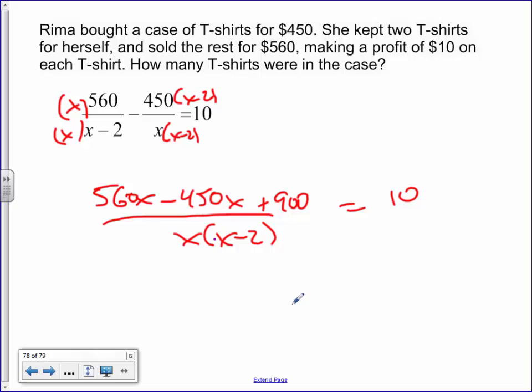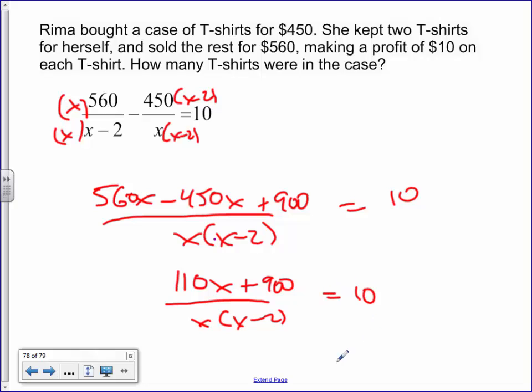So 560 minus 450, 110? Yeah. Okay, so at the point where we're finally able to do some cross multiplying, it looks like you should have 110 x's plus 900 over x and x minus 2. That's equal to 10.